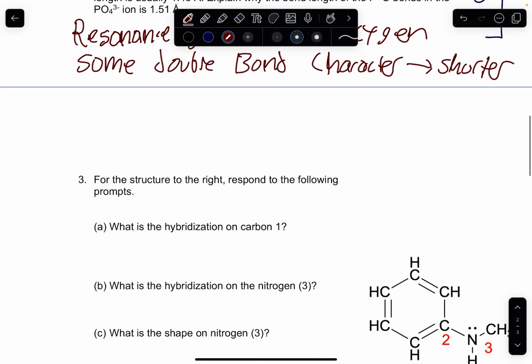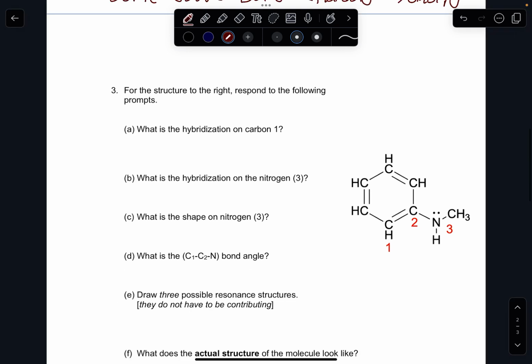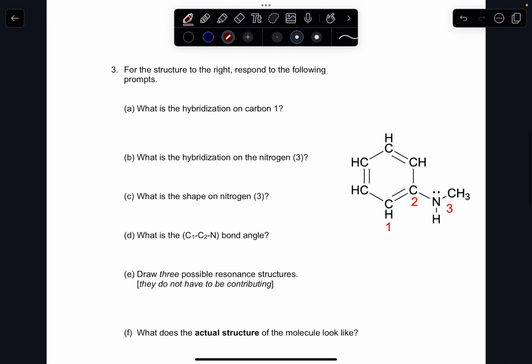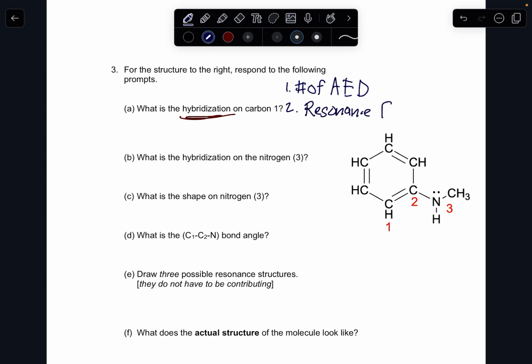Cool. All right. Now we are given this structure to the right, and we have to respond to the following prompts. So what is the hybridization on carbon 1? For this class now, we used to ask simply what is the number of areas of electron density. Now we learn that we need to learn if there are resonance structures possible. So if there's resonance possible, we need to account for that in our hybridization.